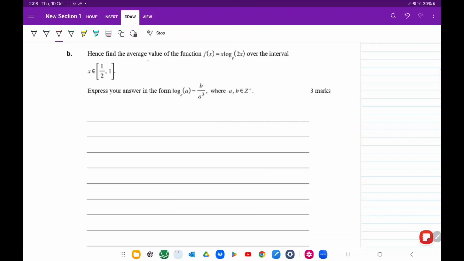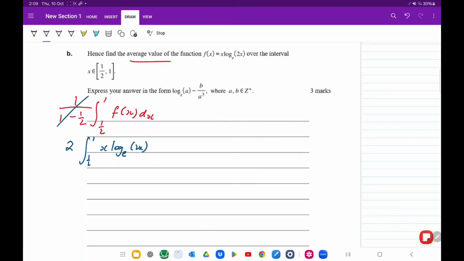So first, it's asking us for the average value. So the average value, we can define that by saying 1 over the endpoint minus the starting point of the particular integral that we want to find. So a half to 1 for f of x dx. All right, so if we work this out, f of x dx, this first part here simplifies to 2, and we're going to find the integral from half to 1 of x log e 2x.